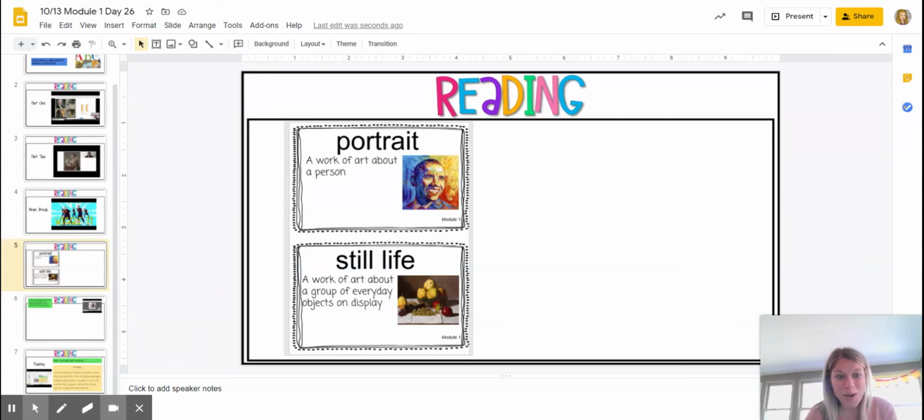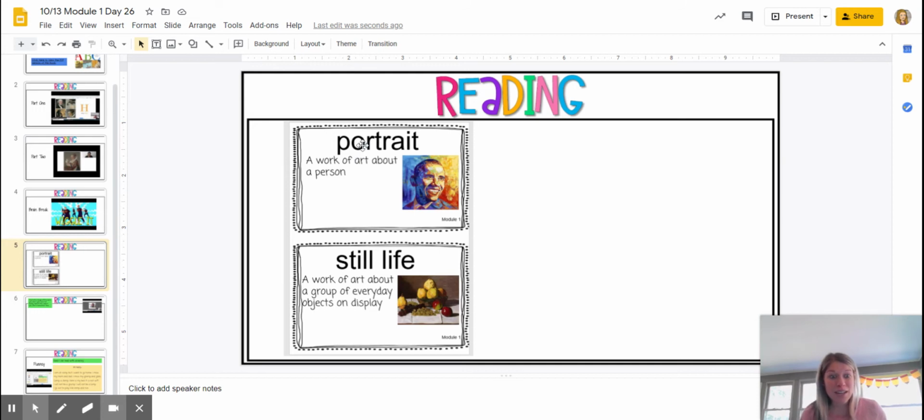Now you are going to get to show what you learned today about the words portrait and still life. And you see them here. Miss Spears talked about them. And when you have a portrait, remember you saw some portraits in Museum ABC, and you also talked about the lady who was holding the dog, and you learned that a portrait is a work of art about a person.